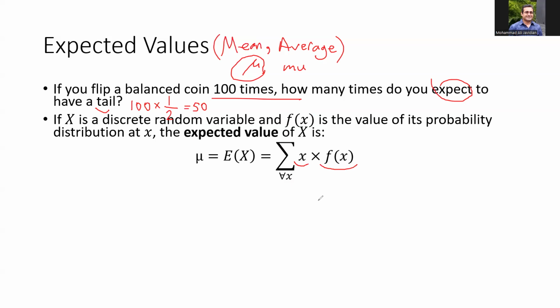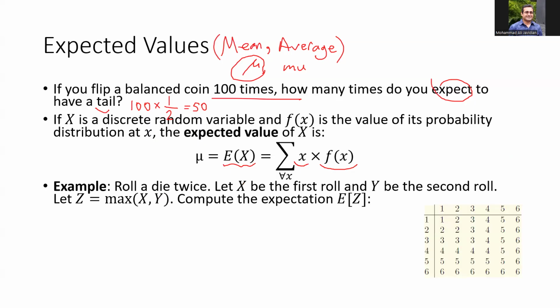And you sum them up, that gives you the expected value of x. E of x, expected value. E stands for expected value. And sometimes we simply show it with mu.